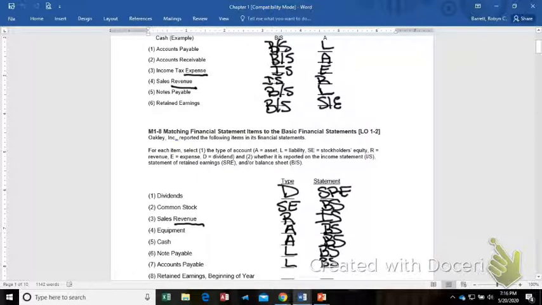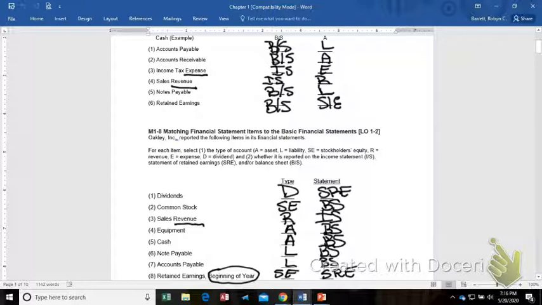And the last one, retained earnings beginning of the year. Stockholders' equity. What statement does it go on? I said SRE. Yeah, this one's kind of tricky. It goes on SRE, but then it doesn't really have a type based on what they gave you. So stockholders' equity is the right type, but it's kind of a weird type for SRE. But it does go on the statement of retained earnings because they said beginning of the year. If they would have said end of the year, then it could have actually gone on the balance sheet or statement of retained earnings.